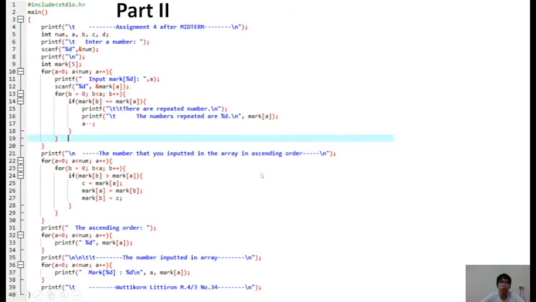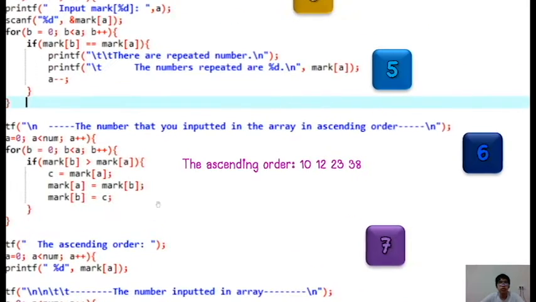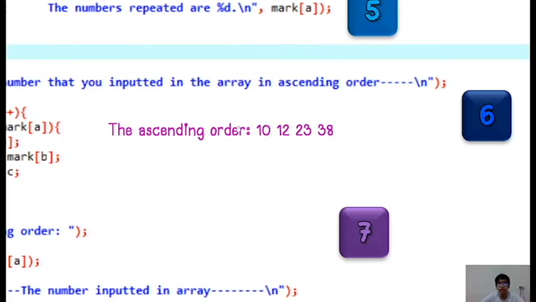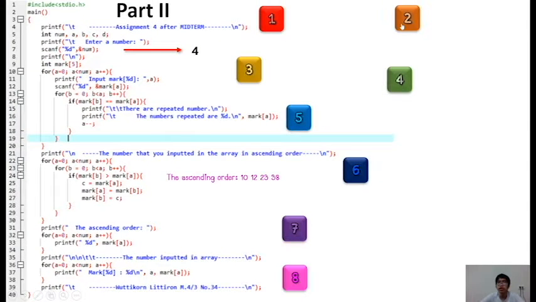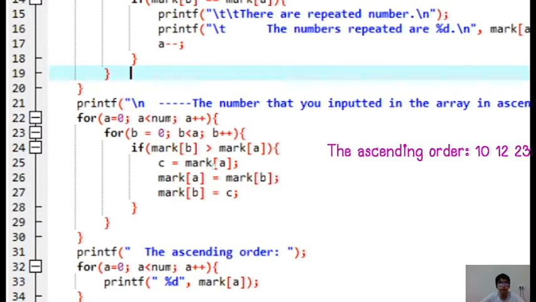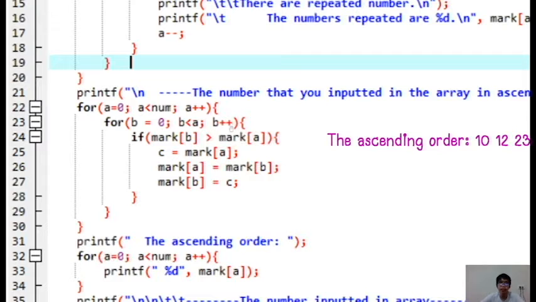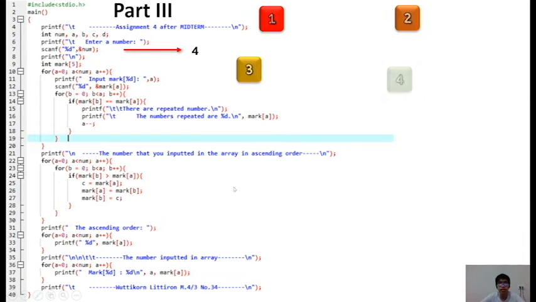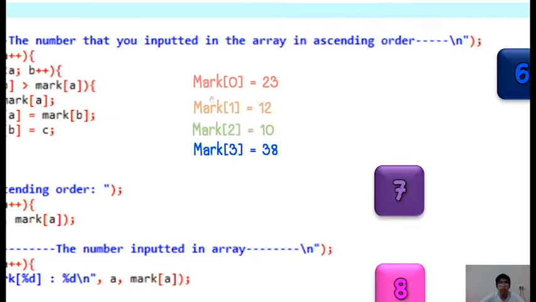Next, part 2. Part 2 is the same, but we show the ascending order: 10, 12, 23, and 38. Because in the condition of the if statement, mark B is greater than mark A. And part 3 is the same, but we show mark 0 is 10, mark 1 is 12, mark 2 is 23, and mark 3 is 38.